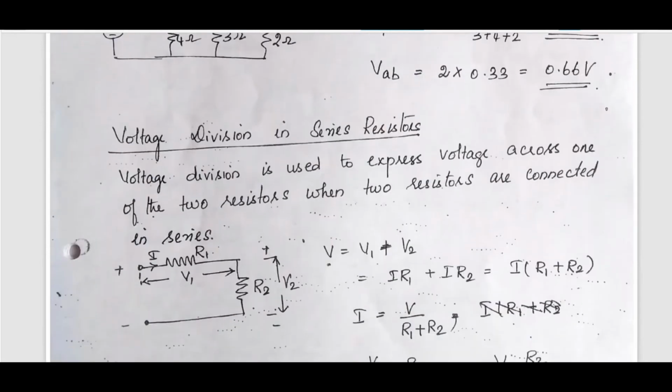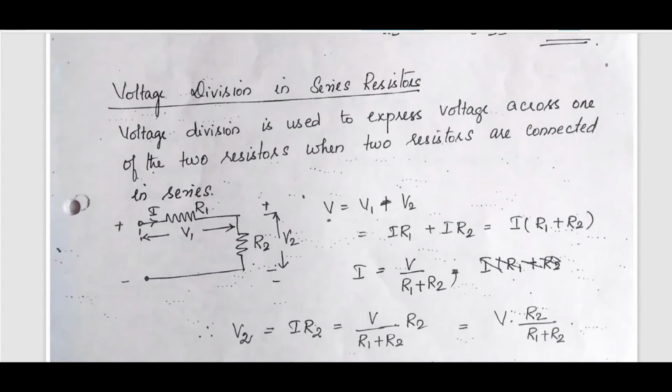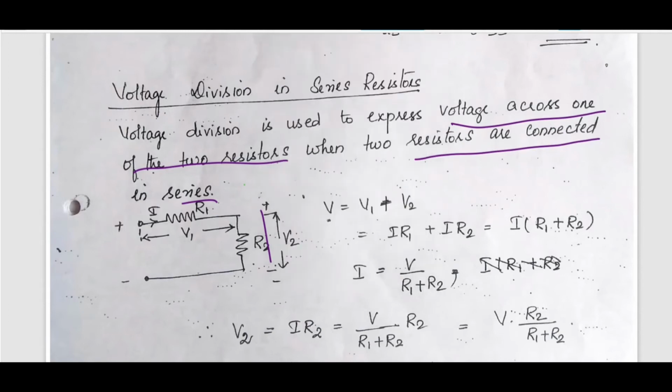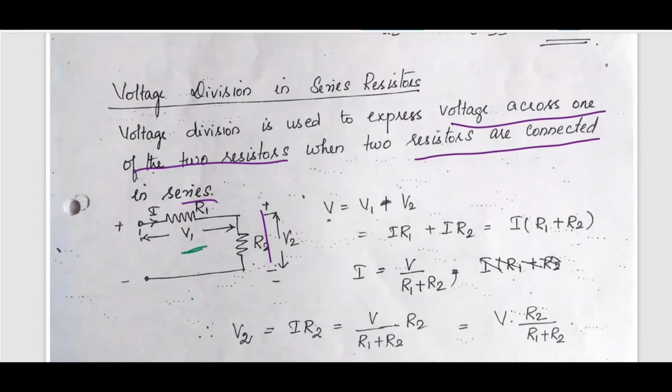Now let us see the voltage division in series resistors. Voltage division is used to express the voltage across one of the two resistors when two resistors are connected in series. See, two resistors R1, R2 are connected in series. V1 is the voltage across R1, V2 is the voltage across R2. Then voltage V is equal to V1 plus V2. We already discussed in the effects of series resistors that in a series resistor combination, voltages are additive.